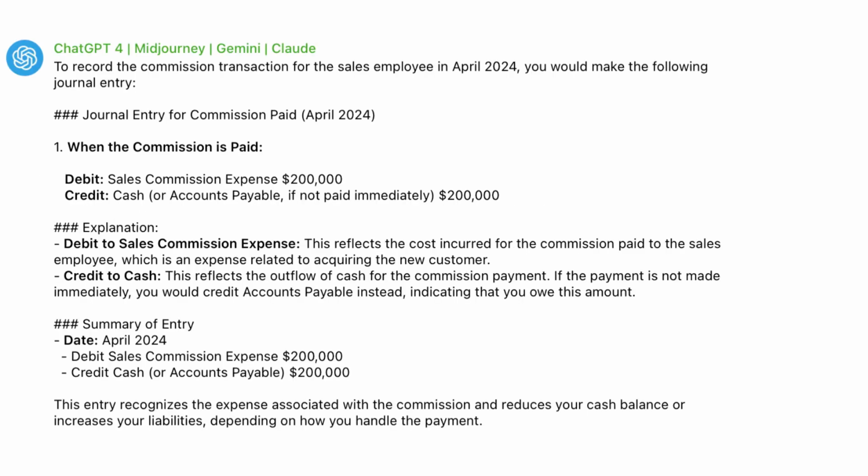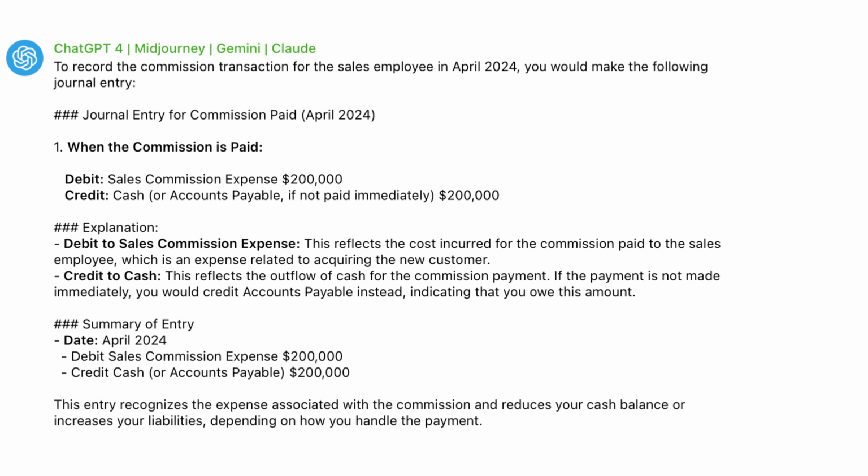To record the write-off of Duke Incorporated's outstanding invoices due to bankruptcy, you will need to make a journal entry that reduces both the accounts receivable and the allowance for doubtful accounts. Here's how you can record the journal entry. Journal entry on March 29, 2024. Debit. Allowance for doubtful accounts, $25,000. Credit. Accounts receivable, Duke Incorporated, $25,000.